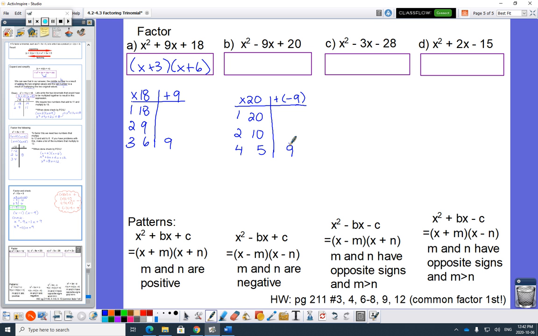Positive 4 and positive 5 give positive 9. Is that what we want? No. So then negative 4, negative 5. Negative 4 plus negative 5 gives negative 9. Negative 4 times negative 5 gives positive 20. Okay? So whenever you have a negative sign, that gives you an extra element of make sure you're checking and doing it carefully.